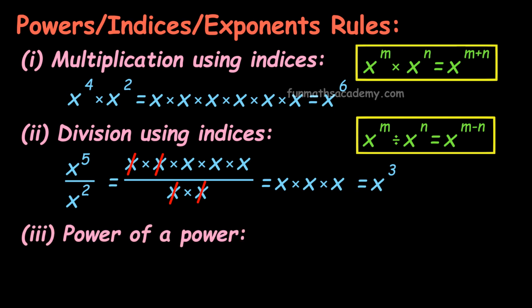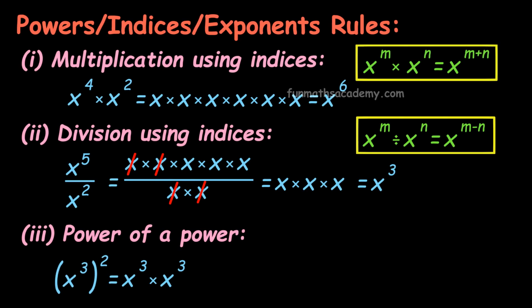Power of a power rule. When you raise a term with an exponent to another power, you multiply the exponents. Example, x power 3 whole power 2. What does x power 3 whole power 2 mean? It means x power 3 multiplied by itself. x power 3 times x power 3. Now let's break down what x power 3 is. It's x times x times x.